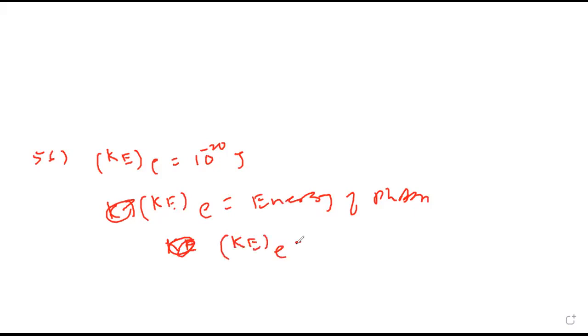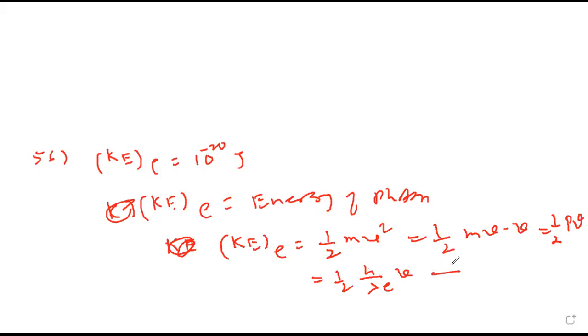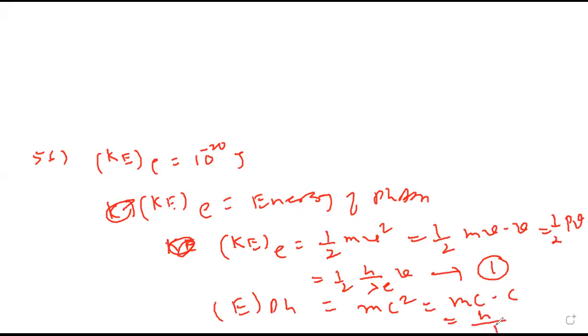Kinetic energy of electron is half mv square, which is half mv into velocity, equal to half linear momentum into velocity, which equals half h upon lambda of electron into velocity, equation 1. Now energy of photon is equal to mc square, which is mc into c, the same as h upon lambda of photon into c, equation 2.